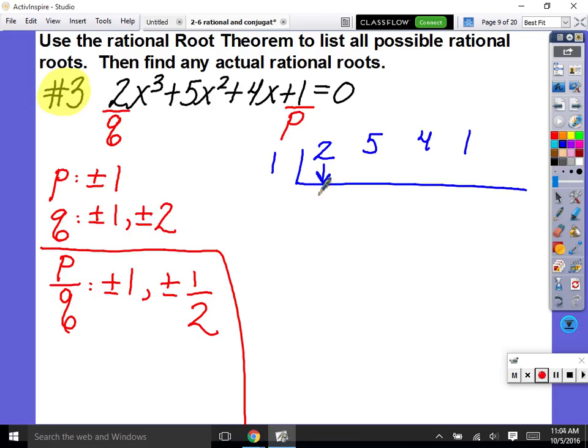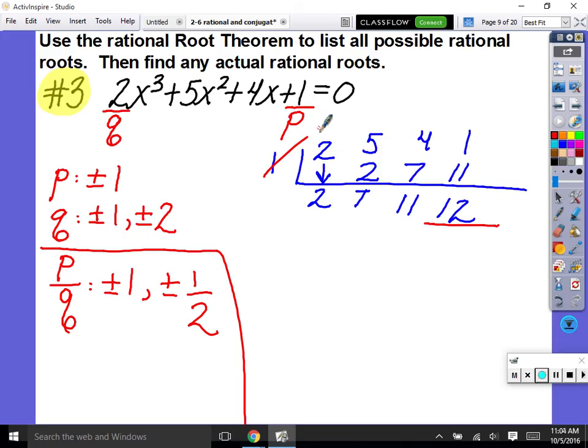Okay, we drop down 2. 2 times 1 is 2. We add straight down, it's 7. 7 times 1 is 7. Add straight down, it's 11, times 1 is 11. We add straight down and get 12. Now look, the remainder, that's always our remainder. The remainder is not 0, so we know that 1 is not a solution. It was a possibility, but it's not a solution.